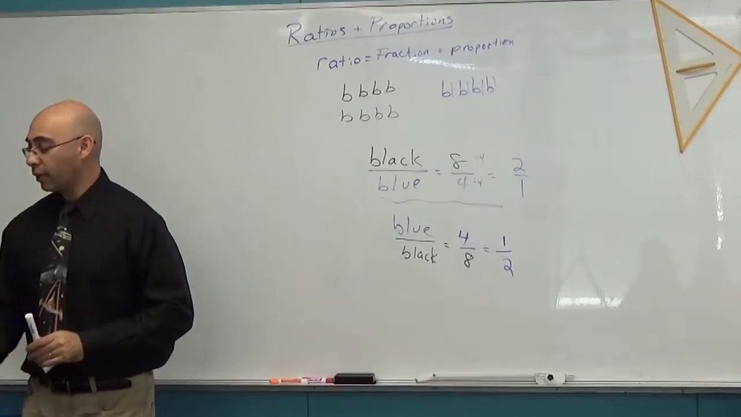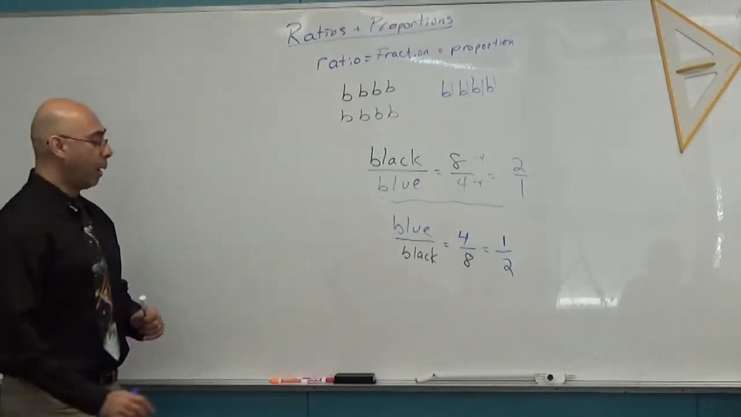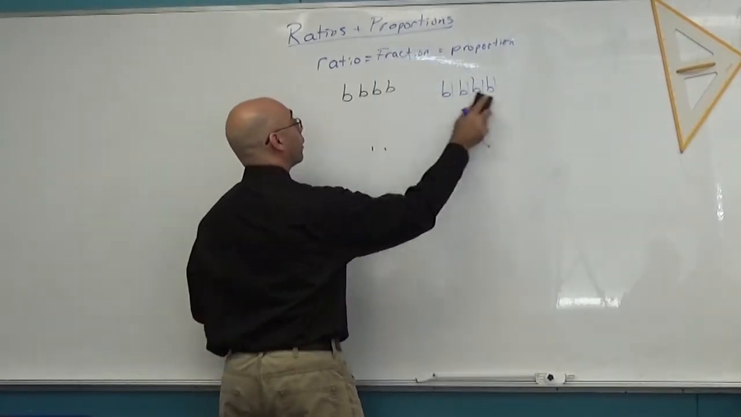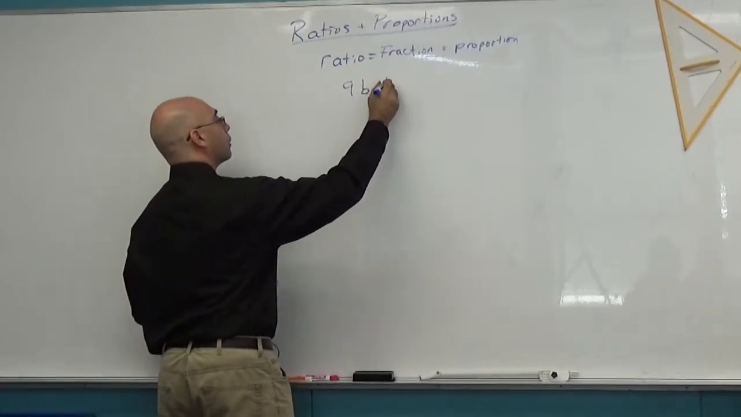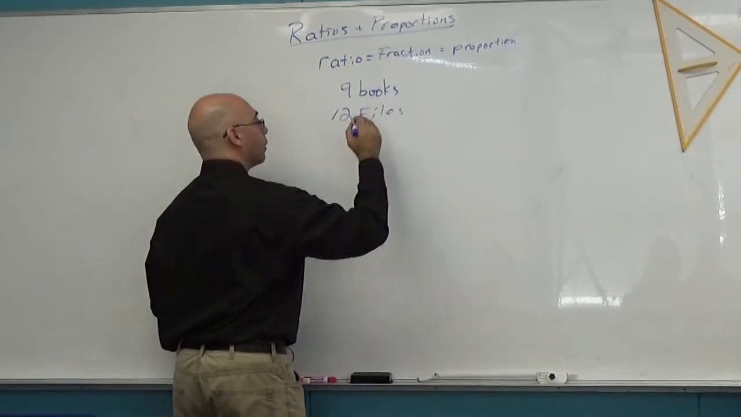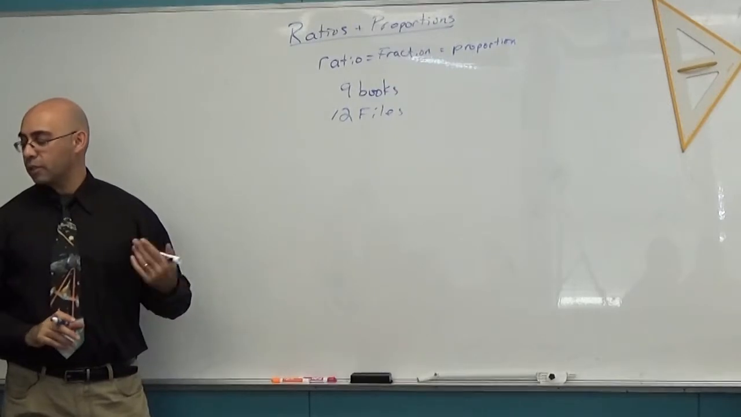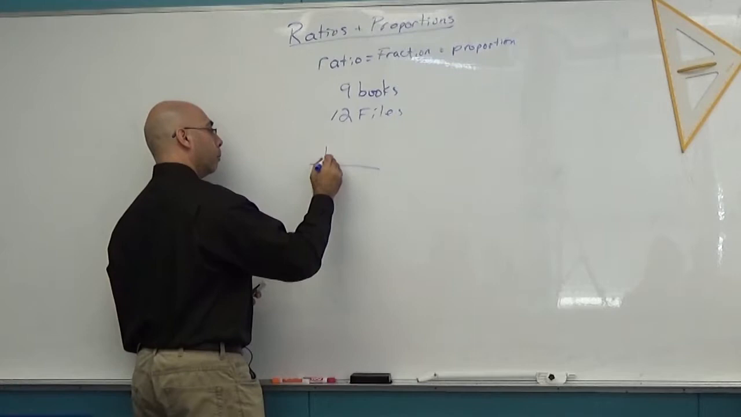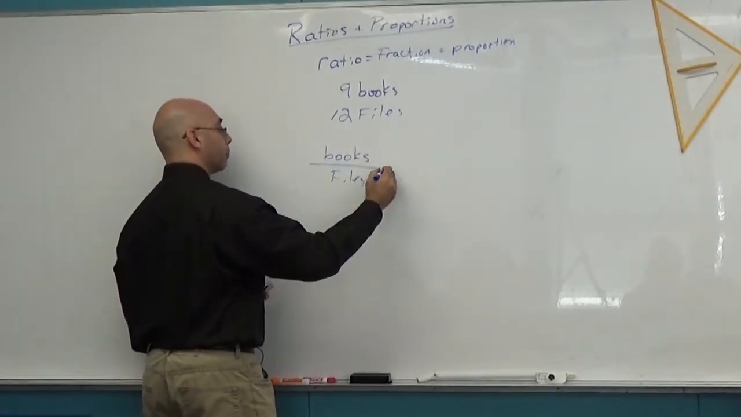Now, if I look at something like, say, number 4. We're talking about books and files. How many books are there? 9. So we got 9 books. How many files do we have? 12. 12 files. For part A, they want the number of books is blank the number of files. So what is my top number going to be? Books. Books, because what are they asking for first? Books. Good. And then files goes on the bottom.